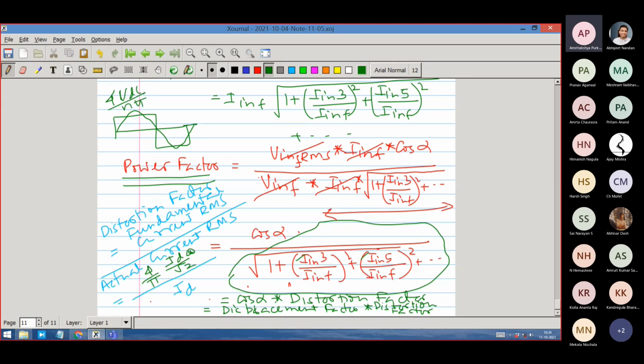We know the fundamental component of a square waveform, where n is the nth harmonic component. So for n equal to 1, the fundamental RMS current is 4 by pi ID by root 2. ID cancels, so it is 4 by pi by root 2. So how much is it? 4 divided by pi divided by root 2 is 0.9. So everybody remembers this number.